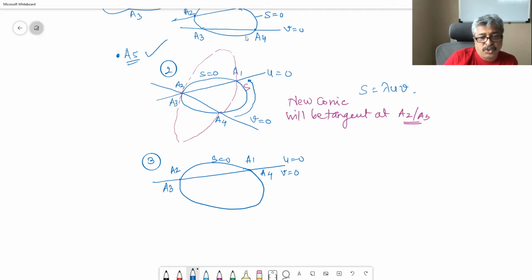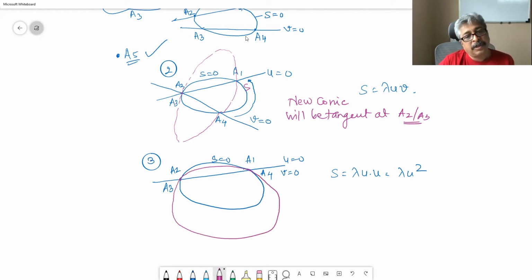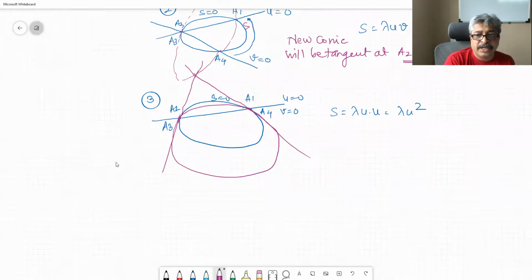What is going to be the new conic section in this case? The equation is S is equal to lambda U into U, which is lambda U square. And the geometry will be, it will be tangent here and it will be tangent here. That way you will have another conic, whatever it is. It will be tangent at both places. You may now end up having a tangent at this and a tangent at this. It can be a pair of lines, something like this. So that is the third limiting case that we are studying. U and V coincident. The new conic S is equal to lambda U square is going to be tangent.